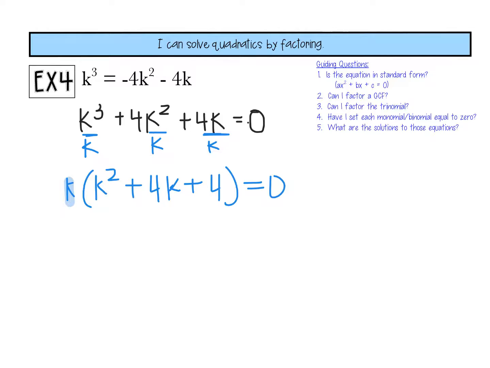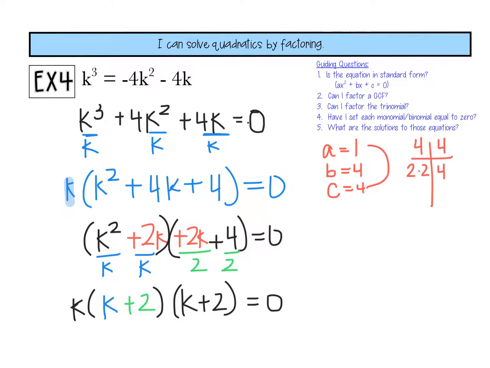Go ahead and pause the video and factor k squared plus 4k plus 4. Alright, so hopefully you were able to factor it and get k times k plus 2 times k plus 2 equals 0. I could have written this as k plus 2 to the second power, but I don't want that right now. So then, have I set each monomial or binomial equal to 0?